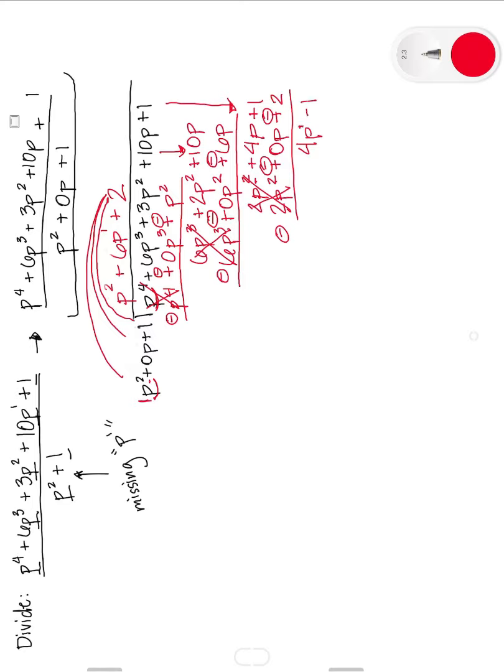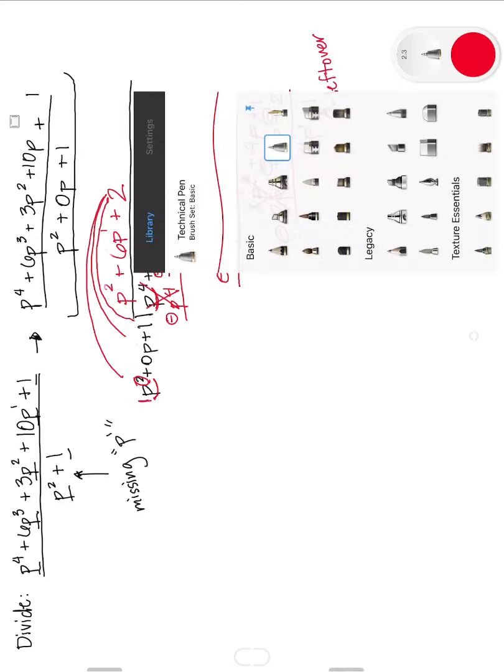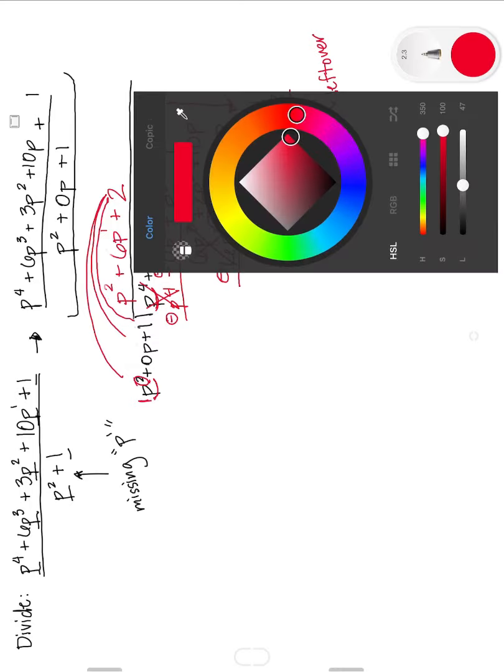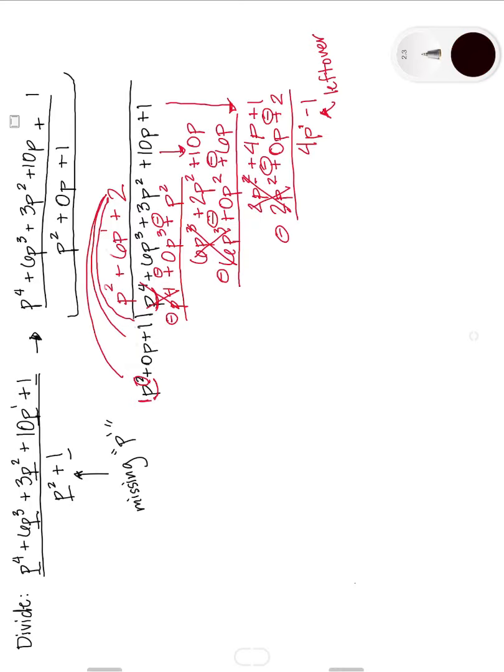Now here's what I'm saying. We have p to the first power. However, our divisor is p to the second power, right? So that's because it's lower than the highest exponent in the divisor, this is a leftover. So we are ready to write our solution.